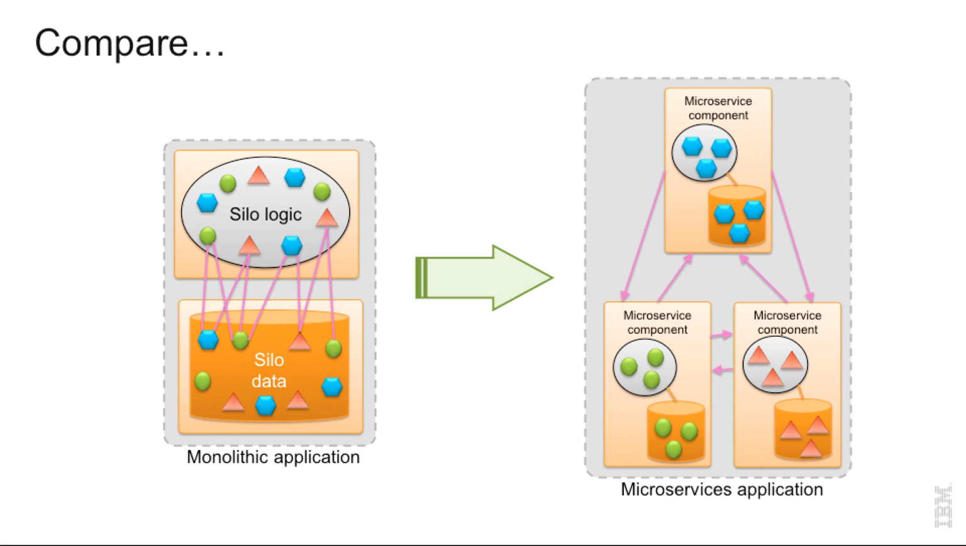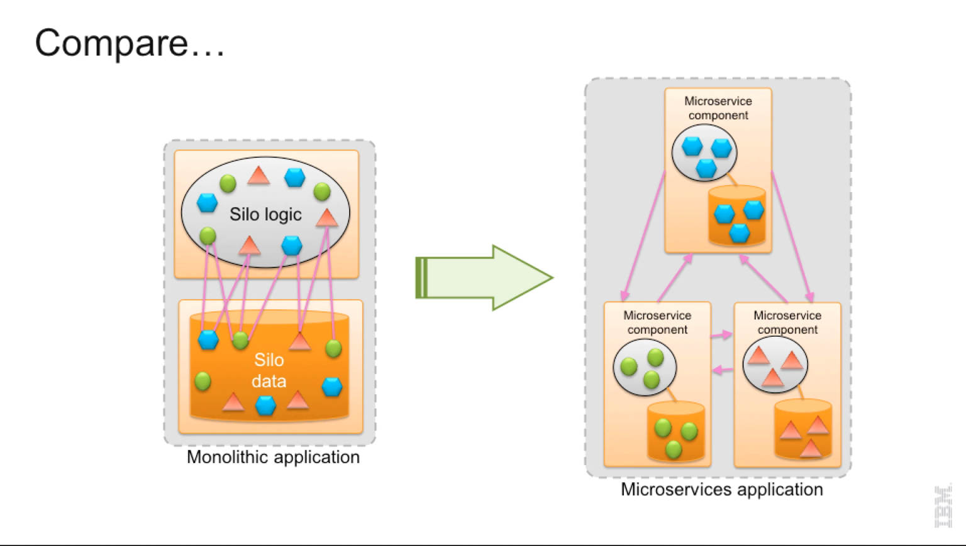Now, if we look at a microservices application, it's the same application, the same function, but you can see here that there's a decomposition of the logic. So it's focused around a business logic versus a siloed logic. And each microservice component itself is independently deployed and managed and independently scalable. And they each have their own isolated data.